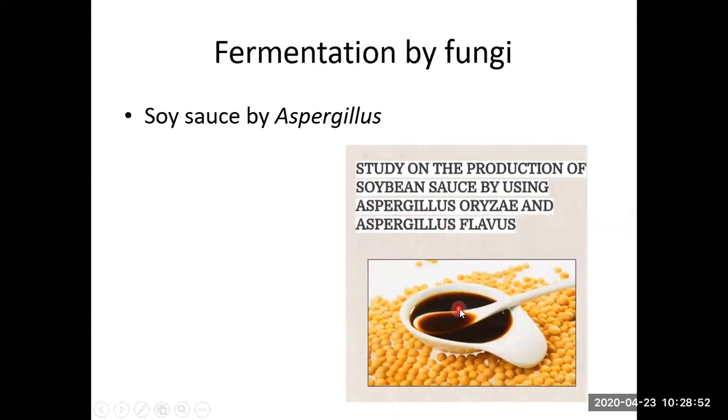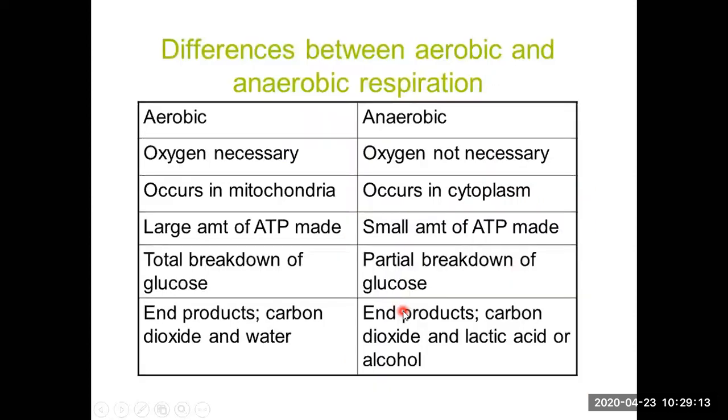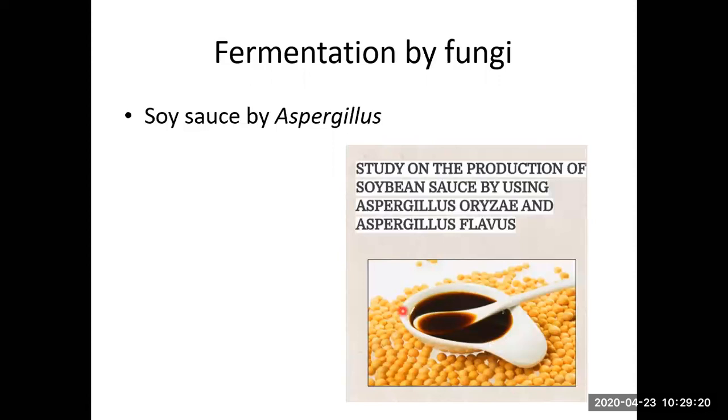Another kind of fermentation is when we produce soya sauce, and we use this soya sauce in our soups that we love to drink. Soya sauce is produced by a fungus. Its name is Aspergillus. Different species of Aspergillus produce soya sauce.